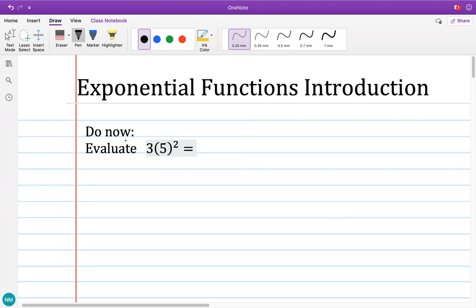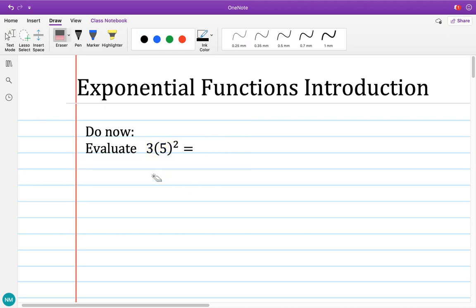Before we do this, we're going to talk about this do now and just evaluating this: 3 times 5 to the second power. A lot of people, when they see this, are going to do the 3 times the 5 first. That's just because they see 3 times 5 and they're going to be like, okay, this is 15 squared.